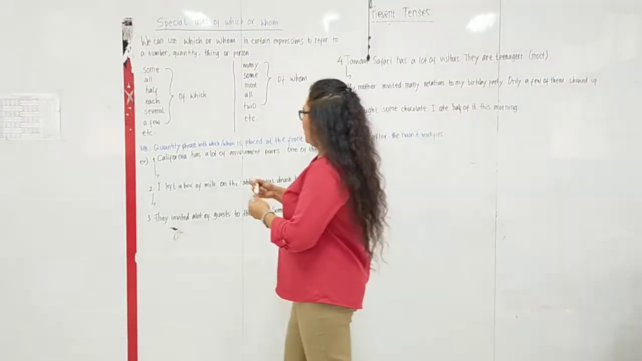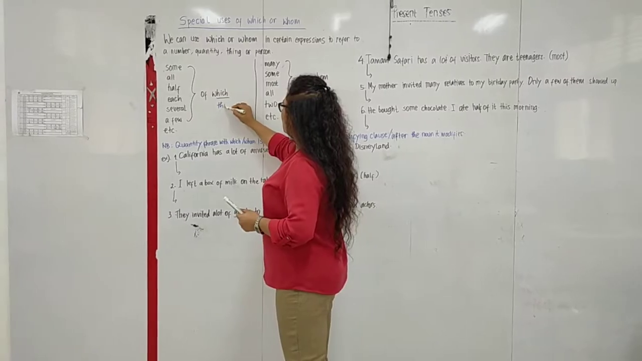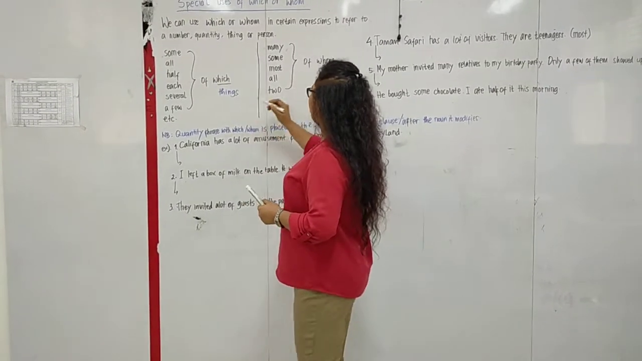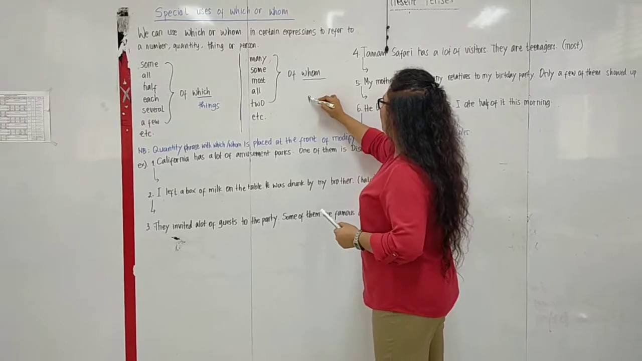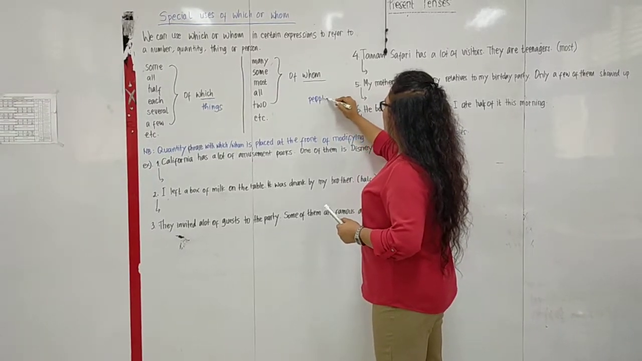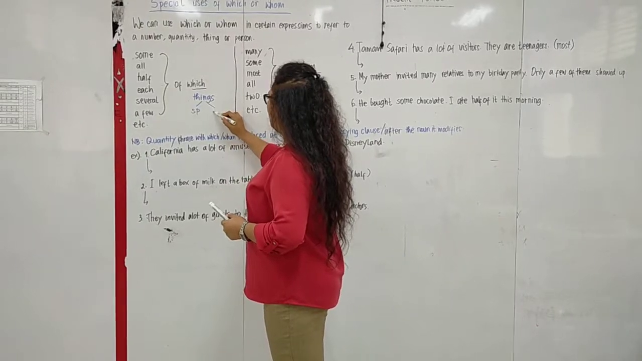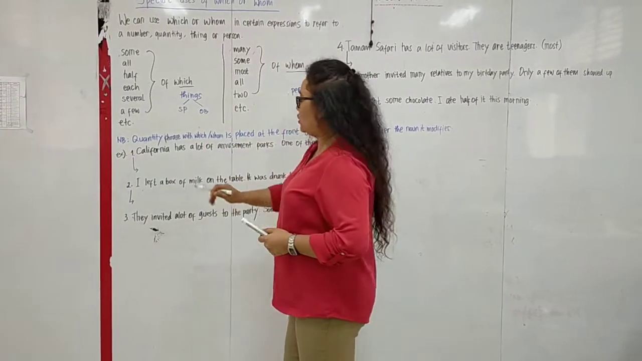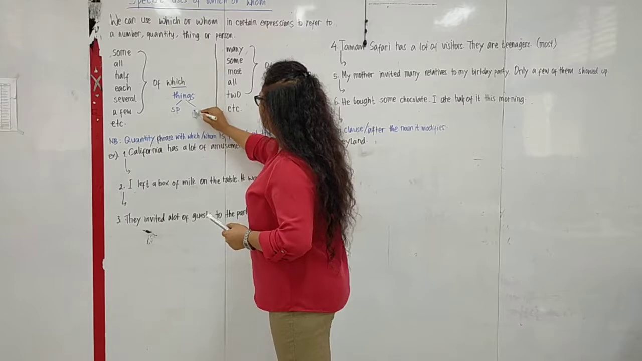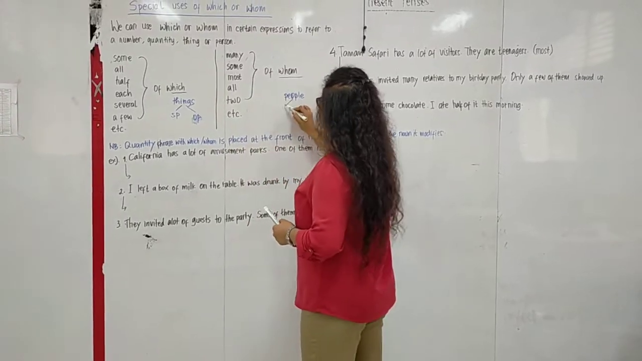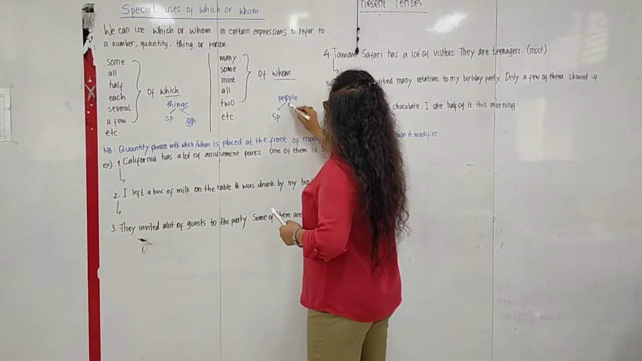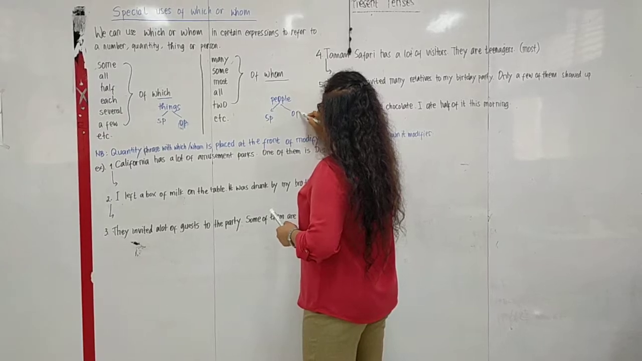Remember, we use which for things. We use whom for people. It could be a subject pronoun, or it could be an object pronoun.